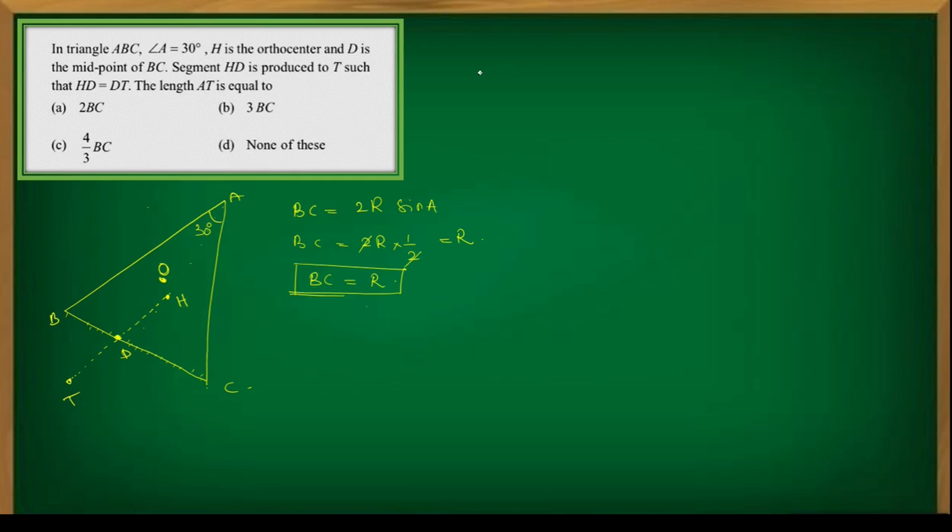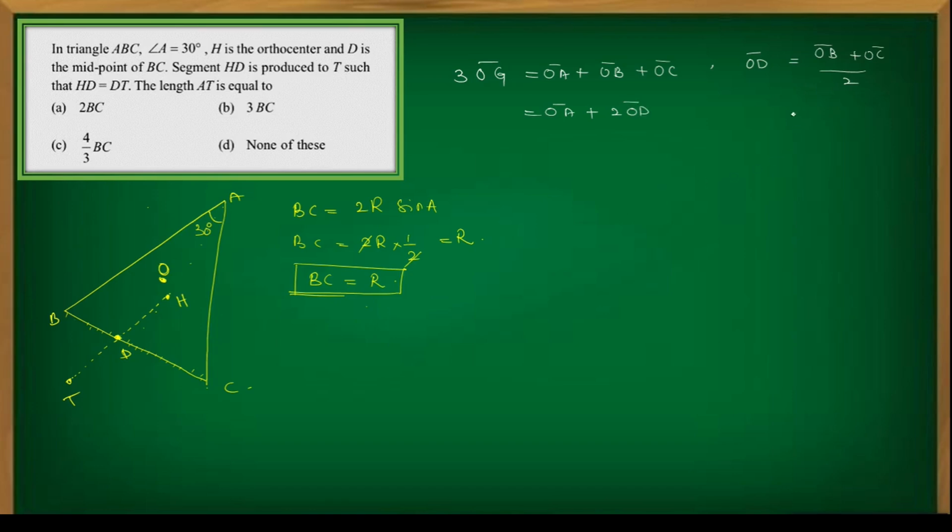Now what is the centroid? Can you tell me the OG formula? OG is OA plus OB plus OC by 3. That is, 3 OG is equal to OA plus OB plus OC. Now one more thing. What is OD? D is the midpoint of BC. So therefore OD is OB plus OC by 2. So from this I can write OB plus OC is 2 OD.